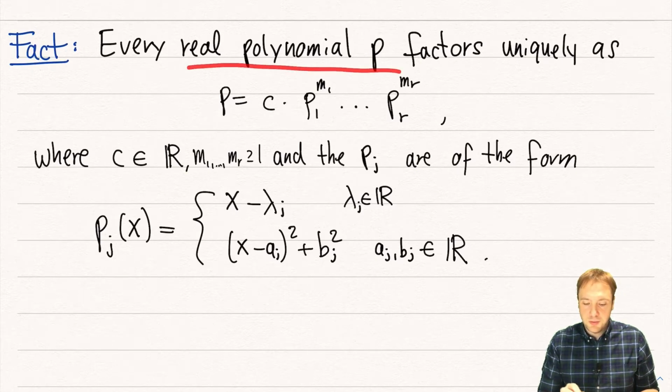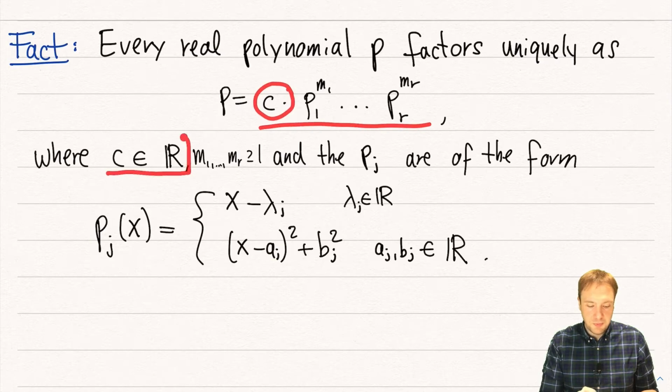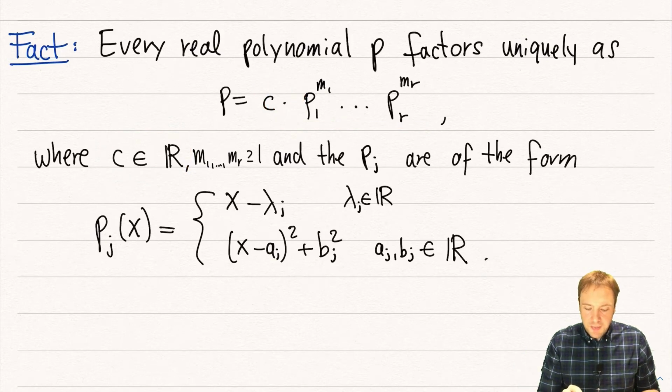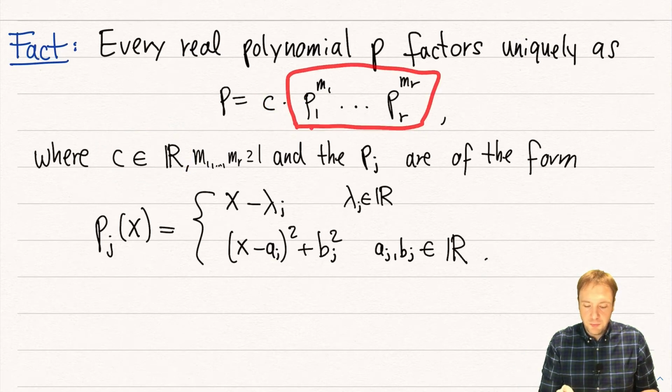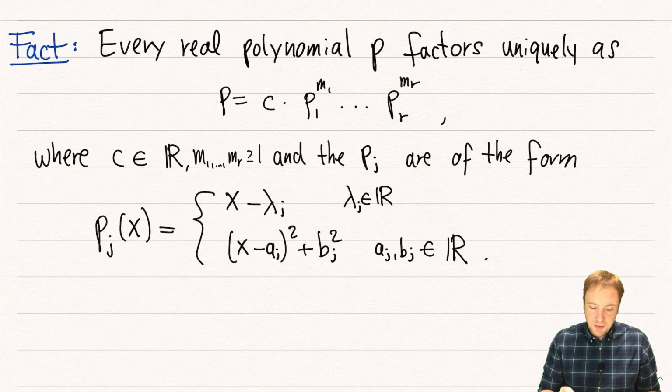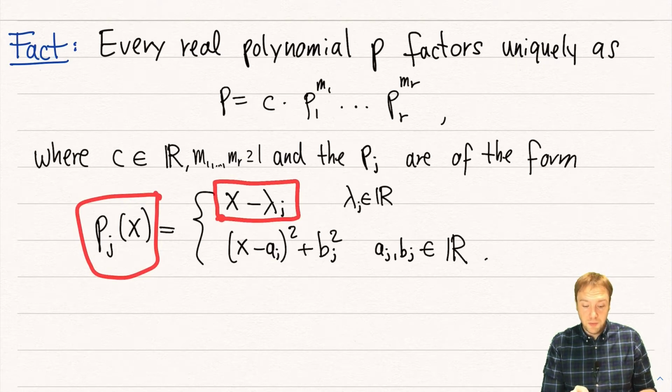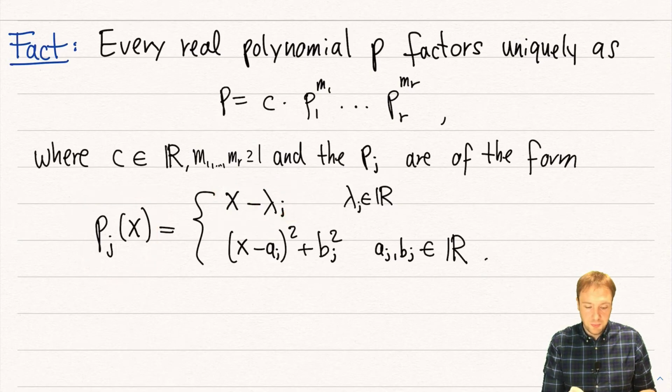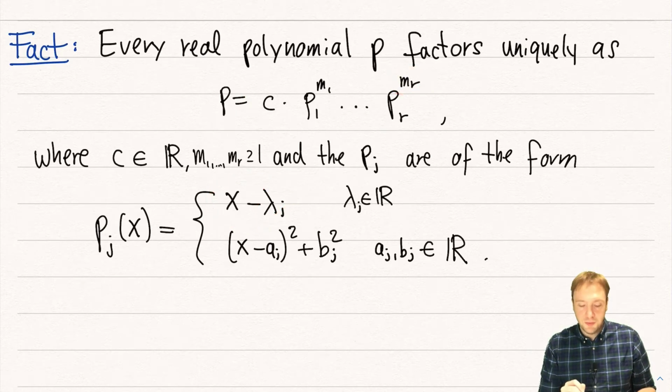The general form of a polynomial with real coefficients is the following. Any real polynomial p can be written like this. We can have some real number c, which is basically the coefficient of x to the n. And then we have a product of polynomials p_1 up to p_r, raised to some powers m_1 to m_r. And these factors can have two different forms. They could either be a factor like we saw in the example before, so x minus lambda_j. This means that this lambda_j is a zero of this polynomial p. And then we could raise it to some power, which would be the multiplicity of this zero.